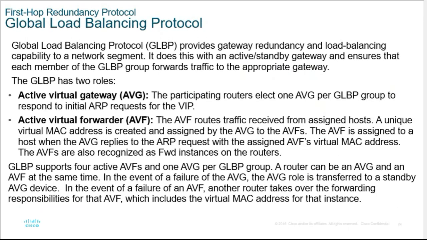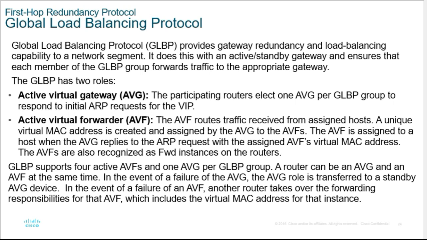The third protocol in the family of first hop redundancy protocols is called Global Load Balancing Protocol, or GLBP. As the name implies, it also supports load balancing. When we have load balancing, that means we can have the routers all operating together at the same time. So there needs to be somebody that coordinates the forwarding of packets.